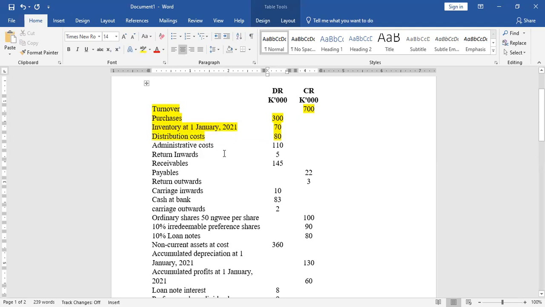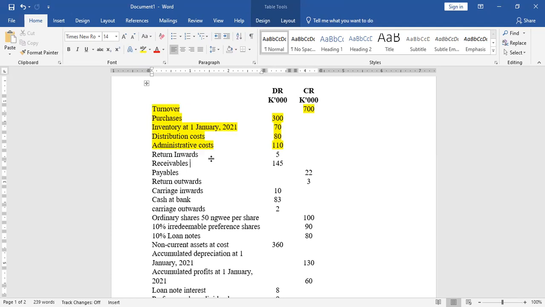Administrative cost. These are expenses. Return inwards. It's not an expense, but it affects the sales. Return inwards is when the customer is returning the goods that we had sold. It's a return inwards, meaning it's coming inside, meaning we are taking it back, meaning we had sold some goods.